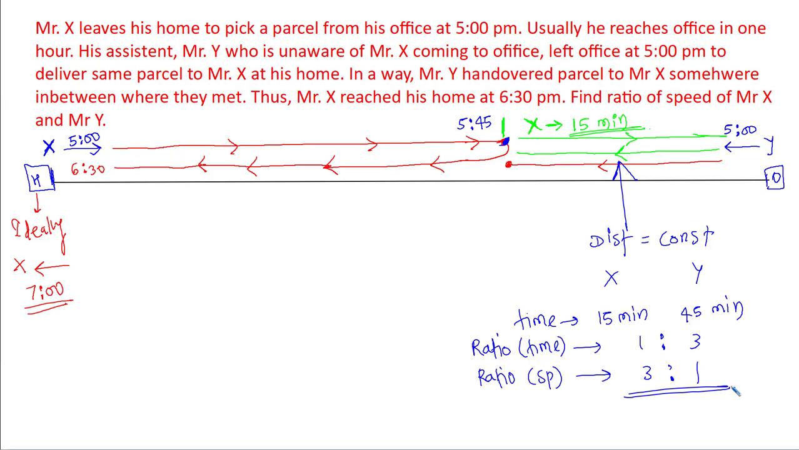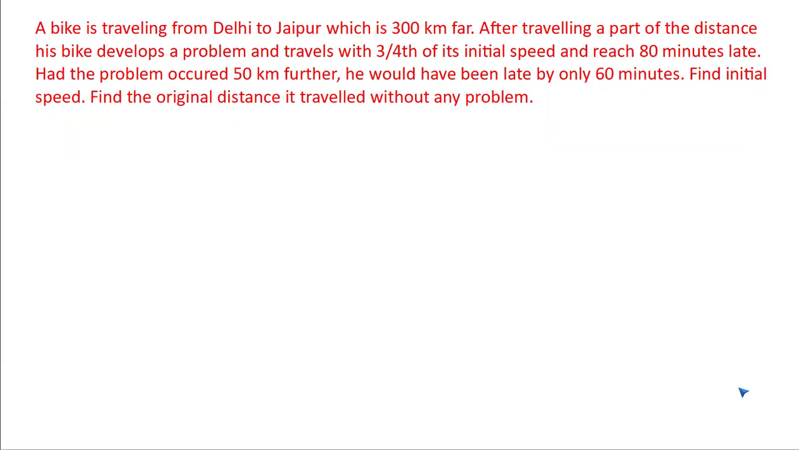The next question is: a bike is traveling from Delhi to Jaipur, which is 300 km. After traveling a part of the distance, the bike develops a problem and travels with 3/4 of its initial speed and reaches 80 minutes late. Had the problem occurred 50 km further, he would have been late by only 60 minutes. Find the initial speed and the original distance it traveled without any problem.